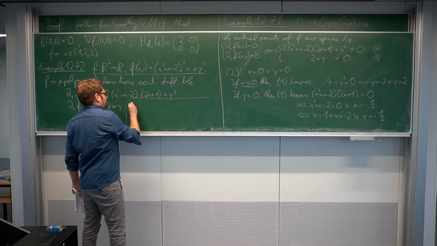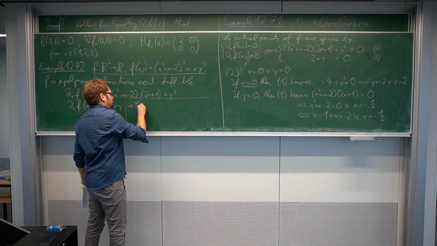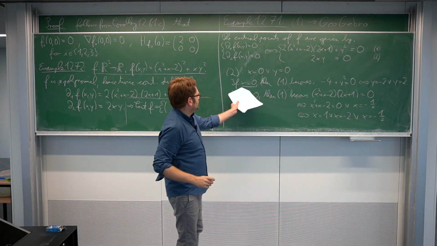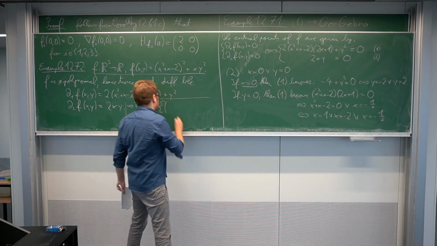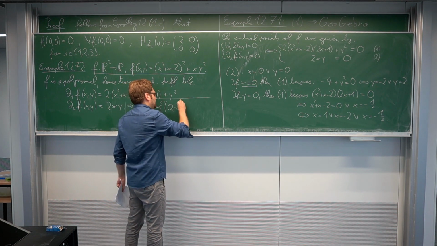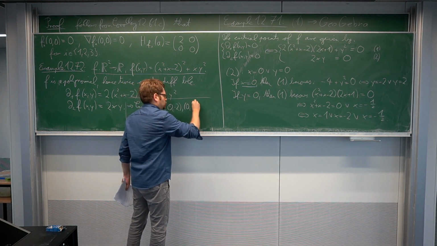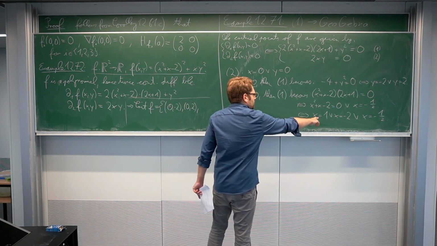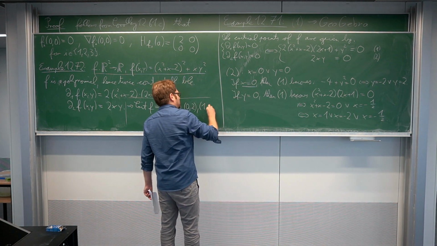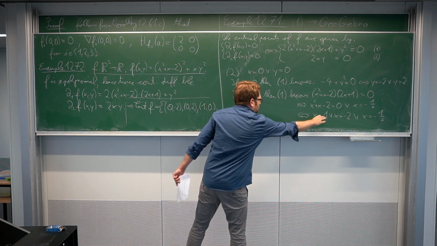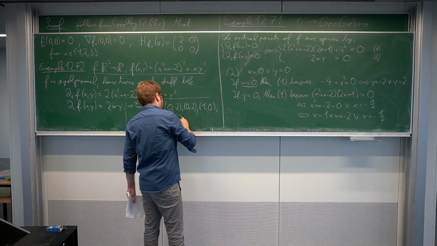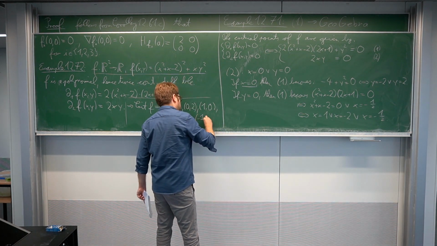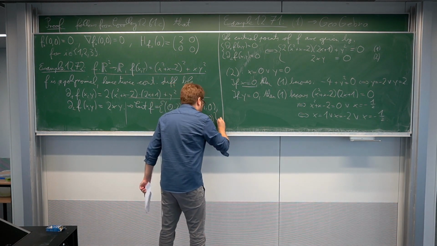So let me just summarize this before erasing and going on. This means we have 5 critical points. The first two are with x equal to 0, where y is 2 or minus 2, so we get (0, minus 2) and (0, 2). And finally, if y is 0, we get 3 solutions: either x is 1, which gives (1, 0), or x is minus 2, which gives (minus 2, 0), or x is minus 1 over 2, which gives (minus 1 over 2, 0).